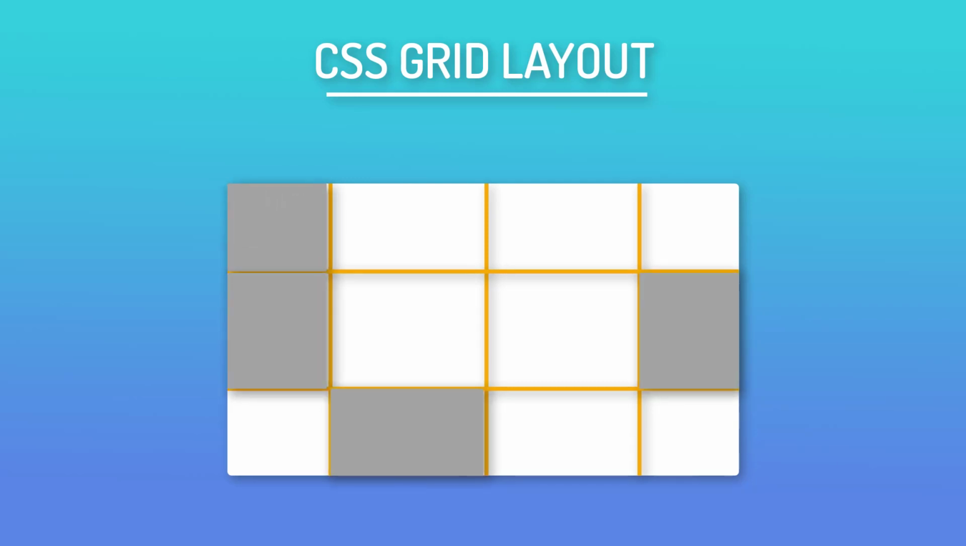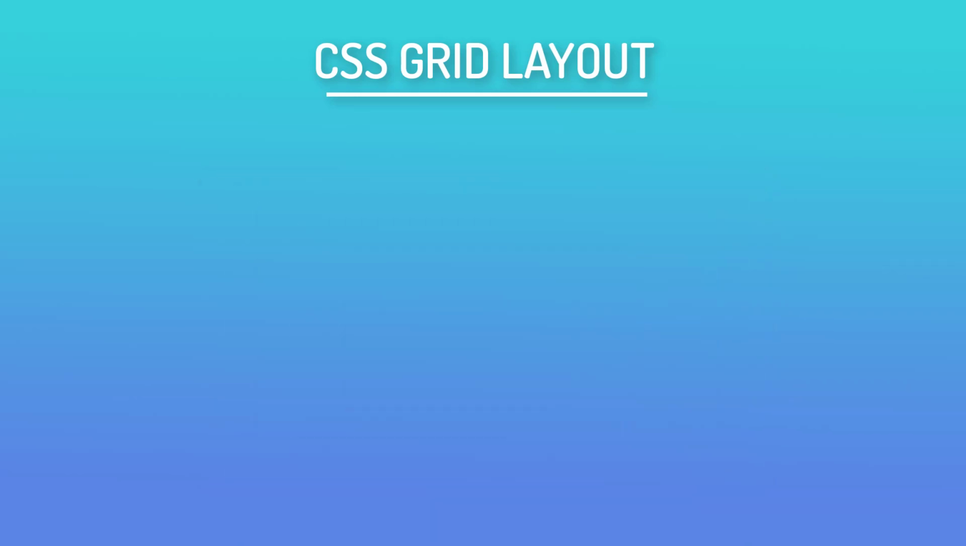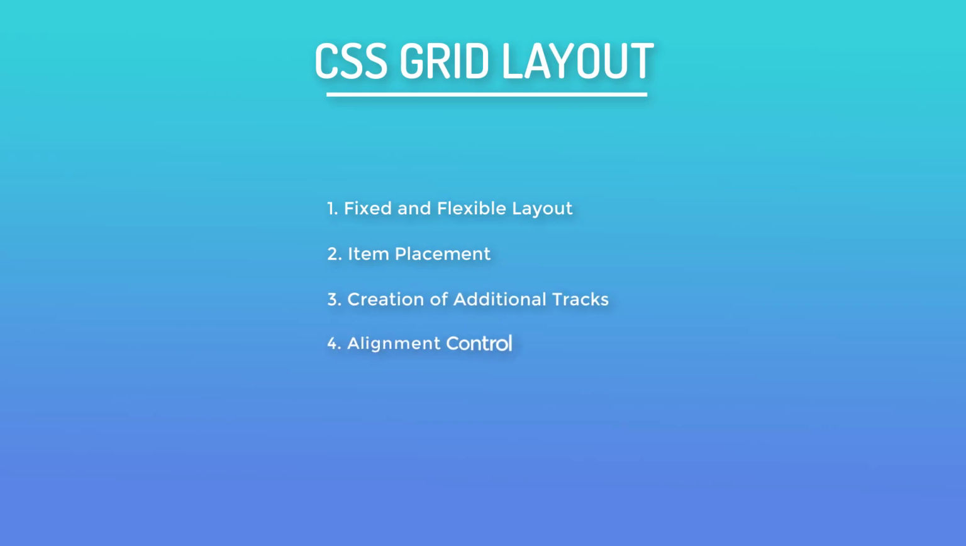If we take a little help from developer.mozilla.org, CSS Grid Layout gives fixed and flexible track size, item placement, creation of additional tracks to hold content, alignment control, and control of overlapping content. So let's understand this. First, fixed and flexible track size.